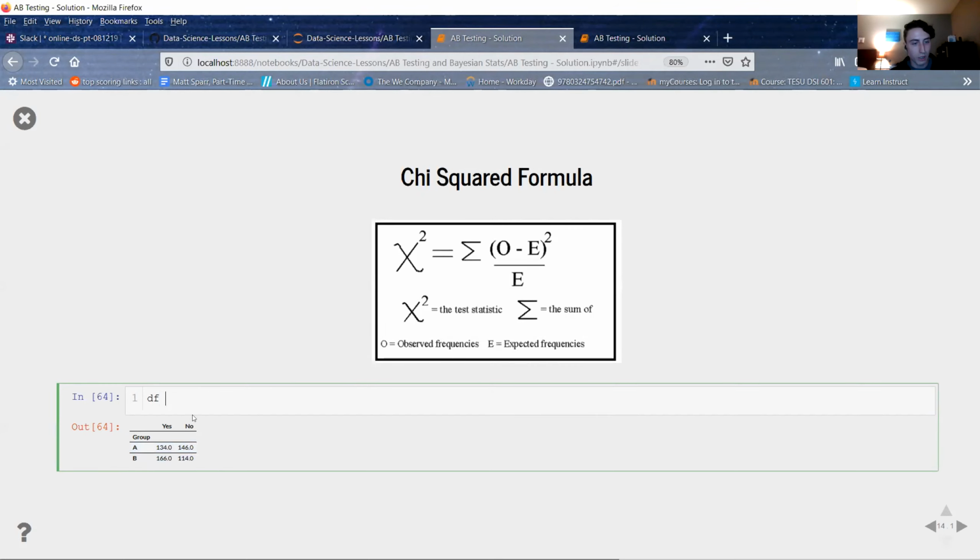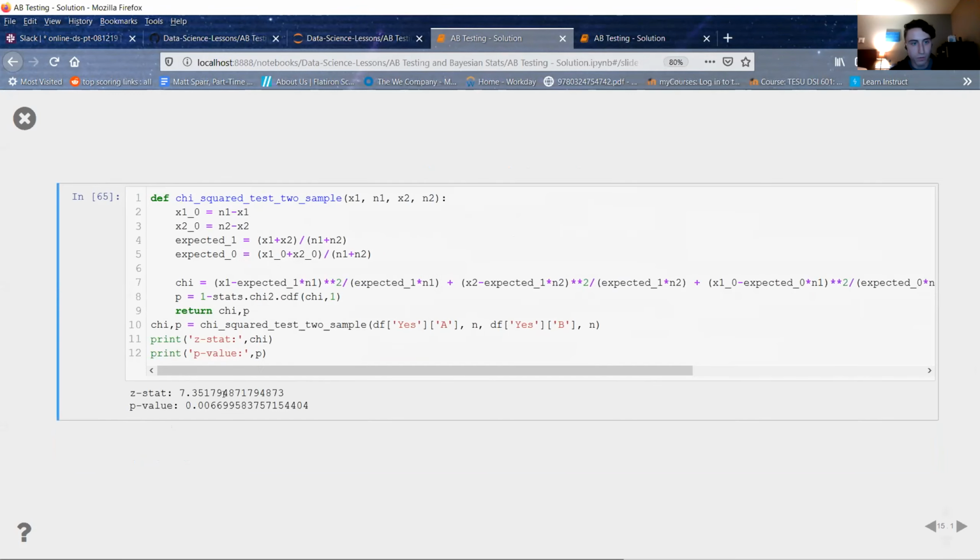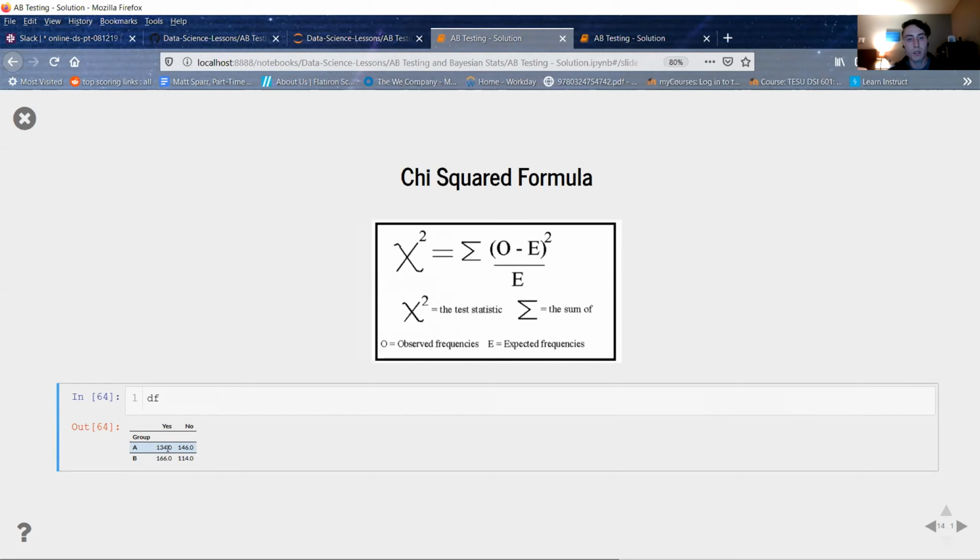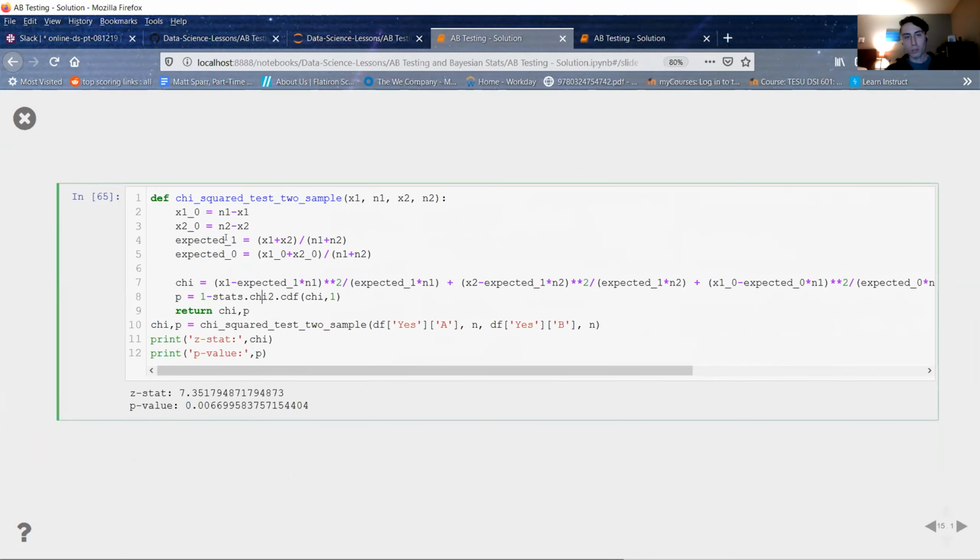So if you look here at our data frame, the expected values are going to be found by basically summing up all the yeses and finding out what proportion overall that is. So we would take 134 plus 166 and get 300. And then that would be divided by our total number of samples, which would be like 560. And we would do the same thing for the no columns. So we're going to make a function to do this. It looks a little complicated because it's a lot of calculations, but there's going to be an easier way to do this in a minute.